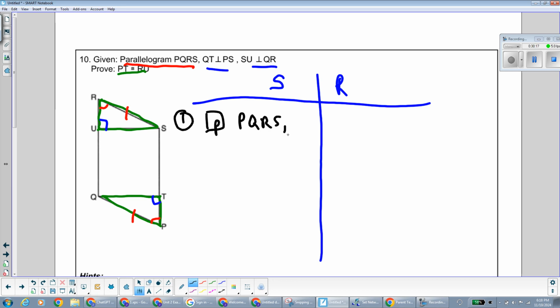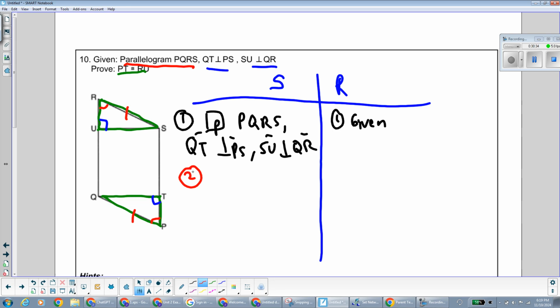I'm just going to write all my givens in the first step. You don't have to. You could break them up. I just don't want to forget them. I'll start with the right angles. I'm going to start with angle RUS. That's this angle over here in blue. And angle QTP are right angles. And that's due from the perpendicular lines in the given.